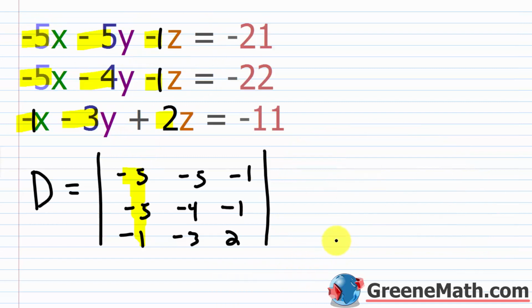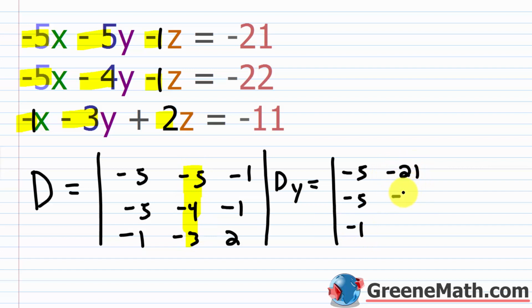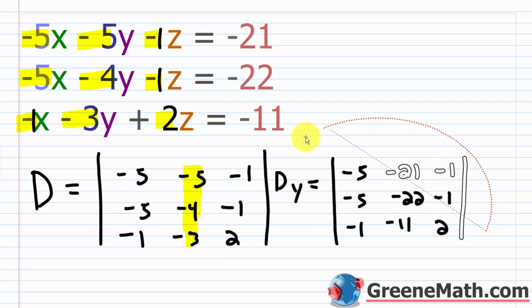And now let me find my d sub y. Okay, so what is d sub y? Again, the same thing. I'm going to look at my column that is the coefficients for the y variable. So that's this middle one here. And I'm going to replace that with the constants. So everything else is the same. So you have your negative 5, your negative 5, and your negative 1. This is going to be my constants. So negative 21, negative 22, and negative 11. And then for the last column, again, it stays the same. So negative 1, and positive 2. Okay, so let's cut this one away.